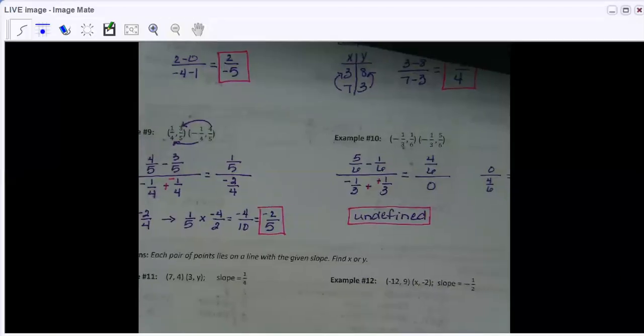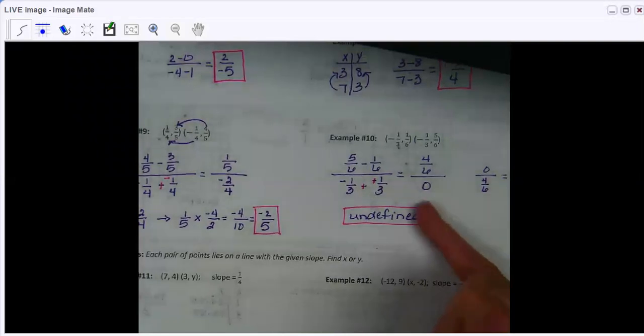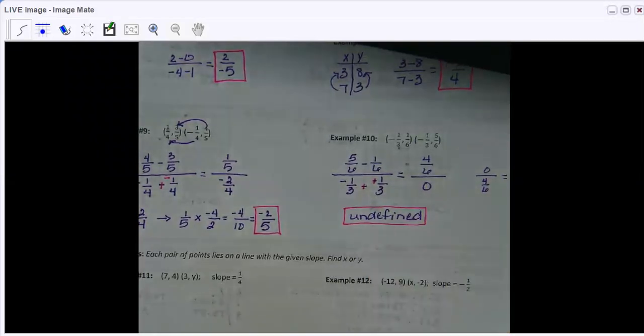Okay, so there you go. Remember, if your zero's on the bottom, it's undefined. And I believe there are 3 problems on your homework that have answers of undefined. So just keep that in mind.